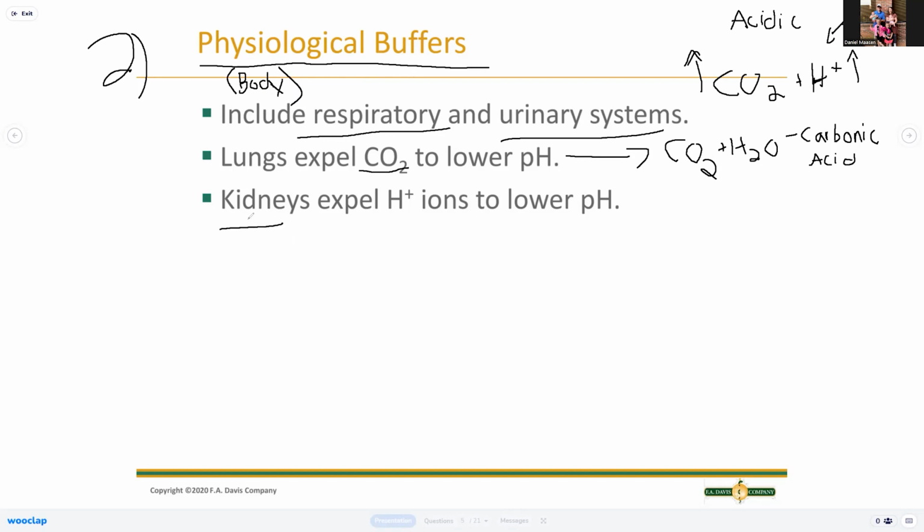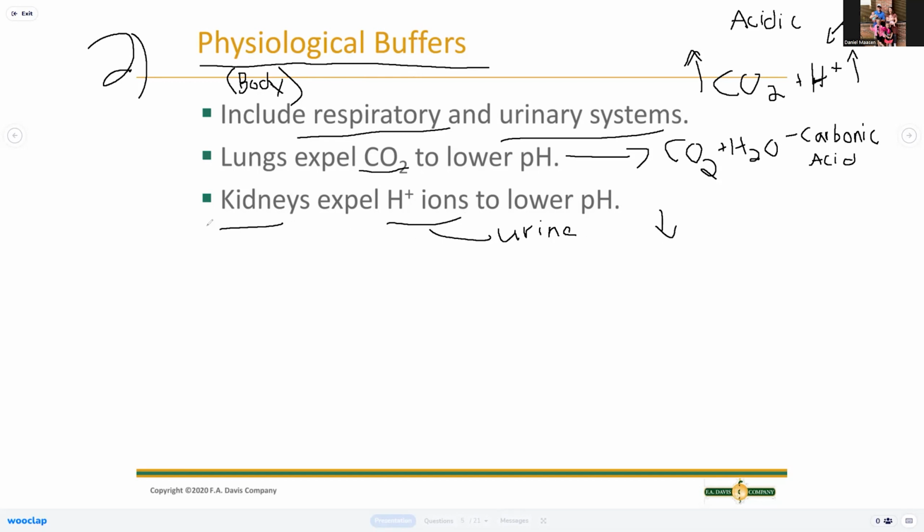The second is the kidneys. They can expel hydrogen ions out of the body in urine, because the kidneys are all about making urine and excreting waste. They get rid of hydrogen ions to lower acidity. And again, when hydrogen ions decrease, then our acidity goes down, or we're going to get more alkaline. We're going to go up this pH scale.